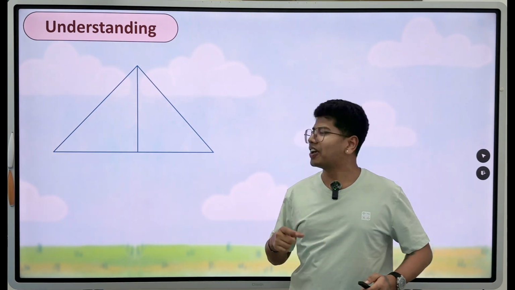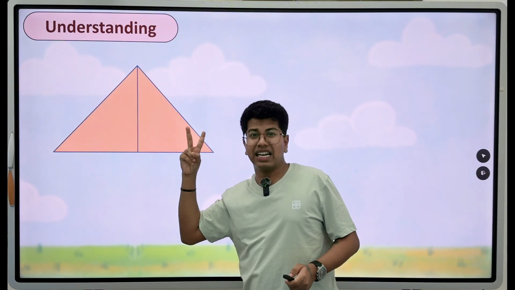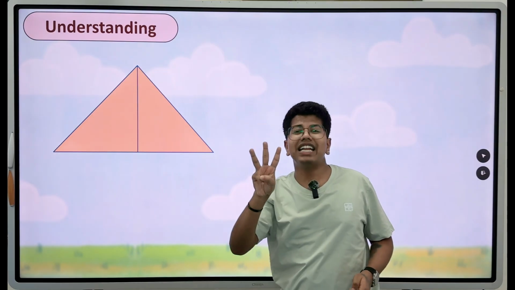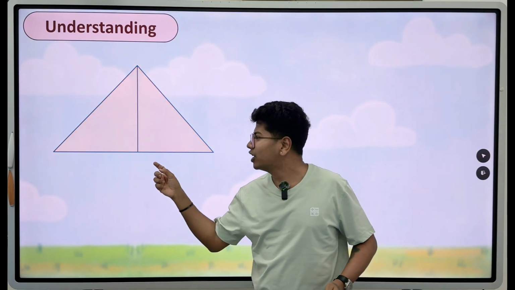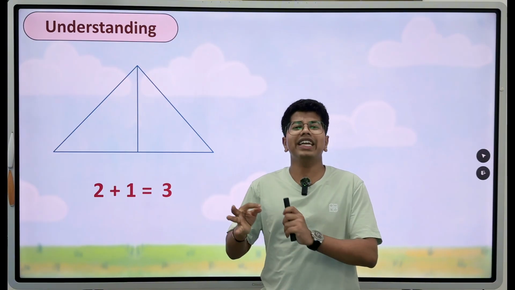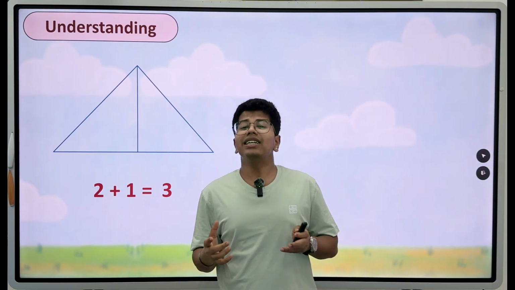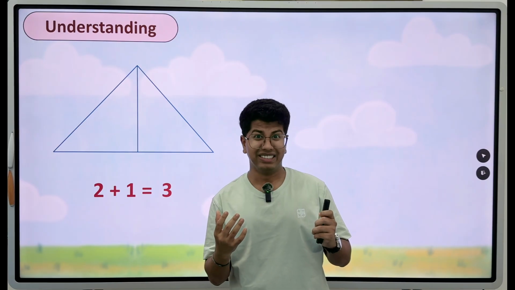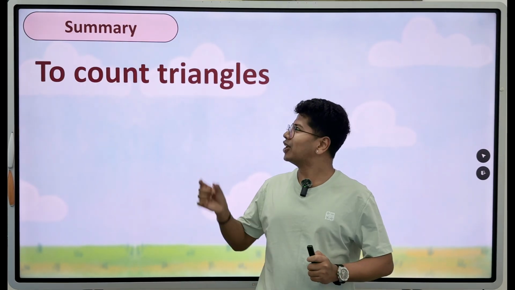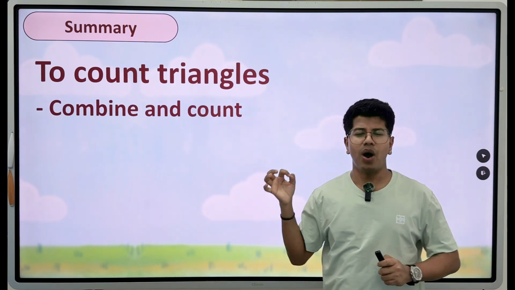So here in this figure, there is a triangle here. There is another triangle here. And in total, it's one big triangle, that is the third triangle. That is 2 plus 1, that is 3. So what we can understand from this small example, we see that to count the number of triangles, we can combine and then count. So let's summarize. To count the number of triangles, just combine and count.